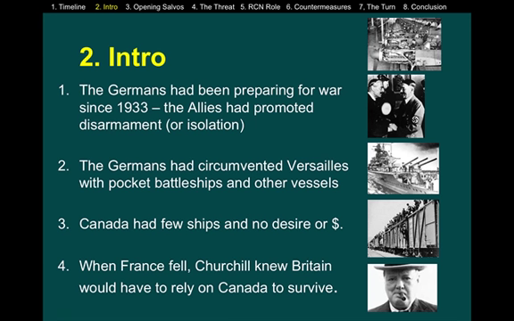In May of 1940, France fell to German occupation, and Winston Churchill, the Prime Minister of Great Britain, realized that Britain was going to have to rely on Canada. We really were her only major ally at the beginning of the war.